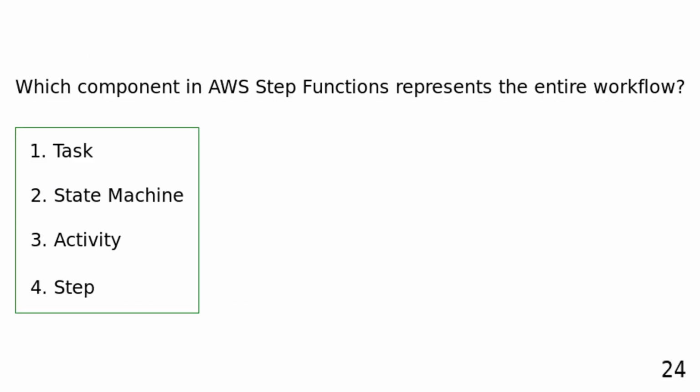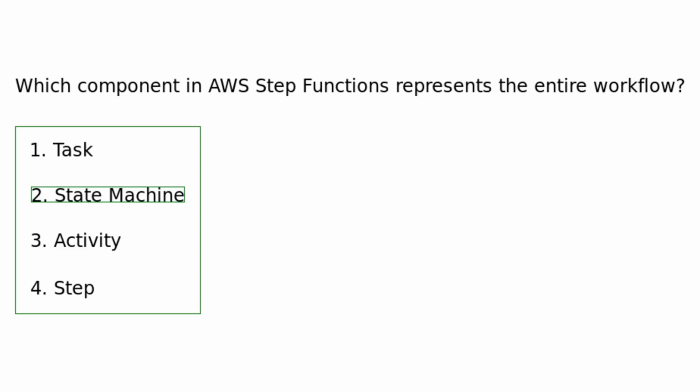Which component in AWS Step Functions represents the entire workflow? Task. State machine. Activity. Step. In AWS Step Functions, a state machine represents the entire workflow, defining all the steps, their order, and the logic that governs transitions between them.